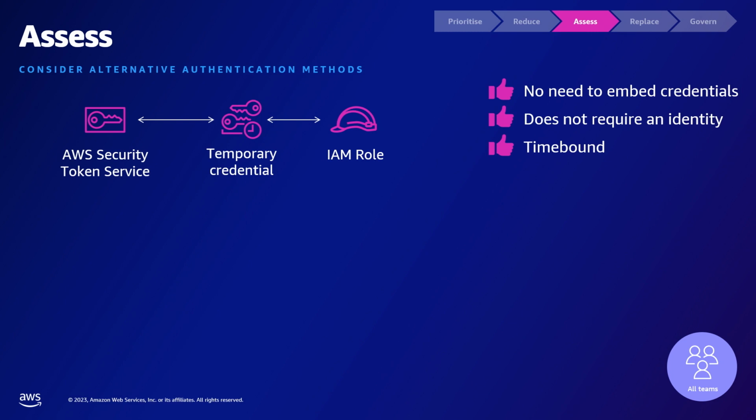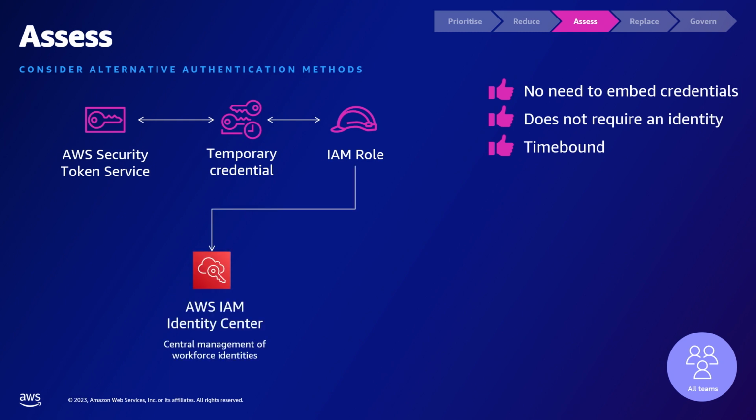Now that we have some context on how IAM roles work, let's look at some services that use IAM roles that can help replace long-term credentials with short-term credentials. Starting with AWS IAM Identity Center, previously known as AWS Single Sign-On. It helps you securely create or connect your workforce identities and manage their access centrally across AWS accounts and applications.